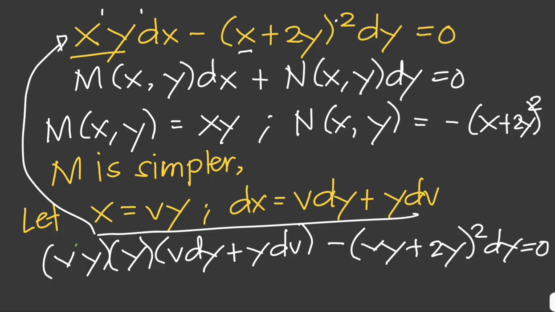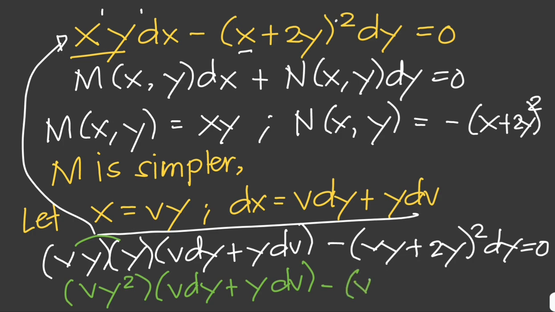Then we simplify this. This would become vy squared times (v dy plus y dv) minus we expand (vy plus 2y) squared. This would become v squared y squared plus 4vy squared plus 4y squared dy equals 0.